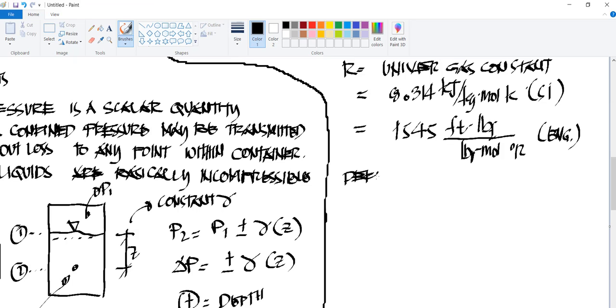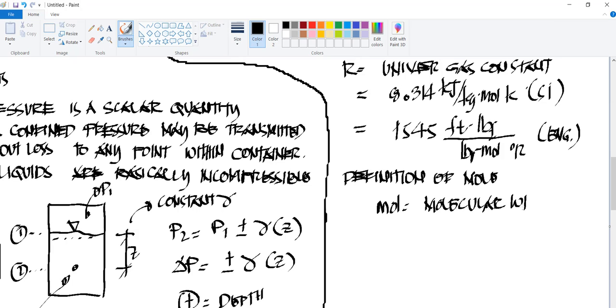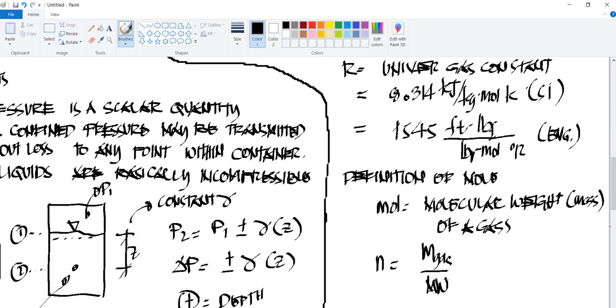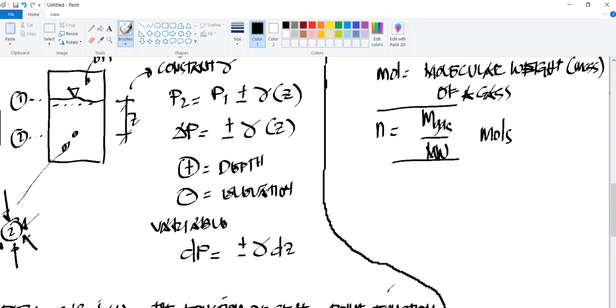Then we have the definition of mole, which is the molecular weight, or sometimes the mass of a gas, where your mole will be the mass of the gas divided by the molecular weight. We call it moles.